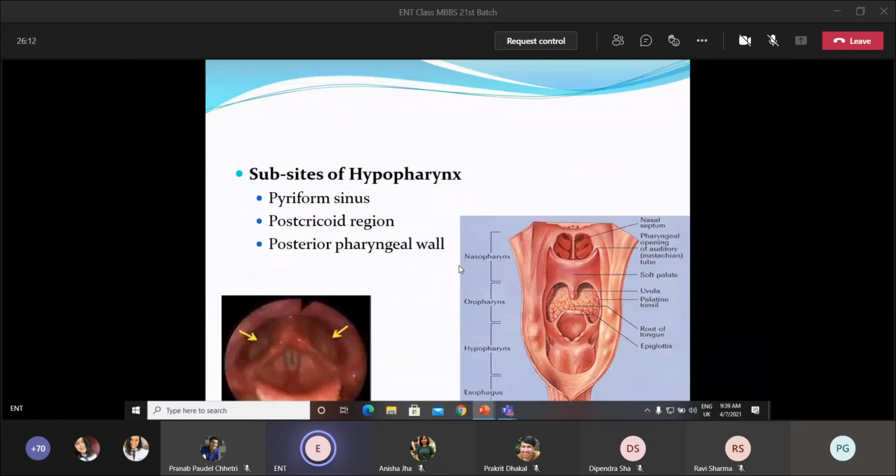So on the left side of your screen, you can see an image there. That is an image of nasopharyngeal laryngoscopy or fiber optic laryngoscopy. So those arrows, they represent the area of hypopharynx. So in that you can appreciate the epiglottis on the lower side, arytenoids, epiglottic fold, true cords, okay? And then on either side of the arytenoids, there is a recess or a region. That region is hypopharynx.